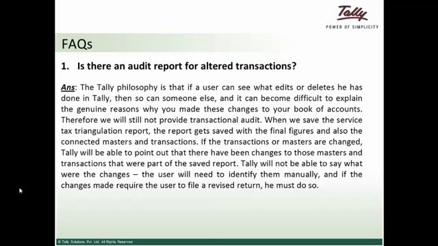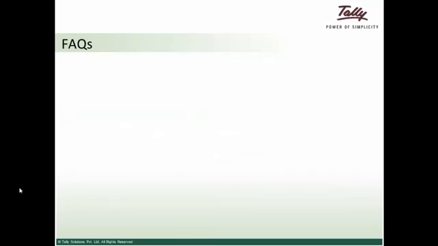When we save the service tax triangulation report, the report gets saved with the final figures and also the connected masters and transactions. If the transactions or masters are changed, Tally will be able to point out that there have been changes to those masters and transactions that were part of the saved report. Tally will not be able to say what were the changes. The user will need to identify them manually, and if the changes made require the users to file a revised return, he must do so.